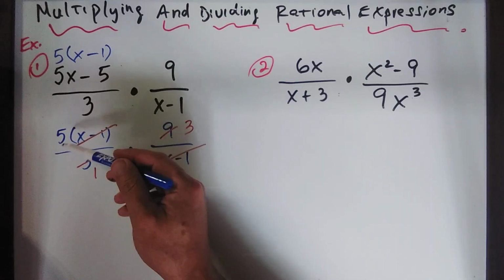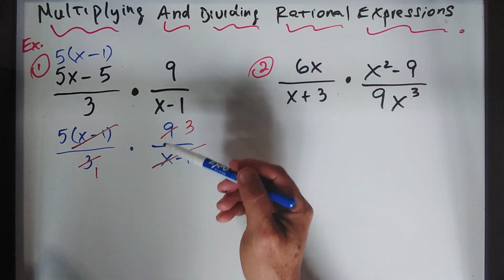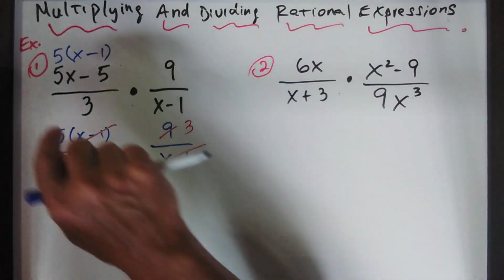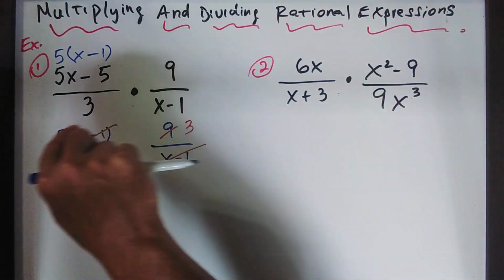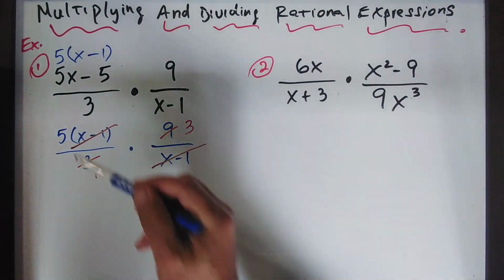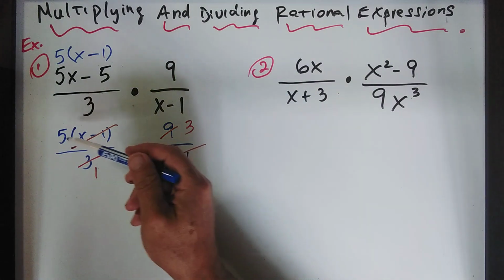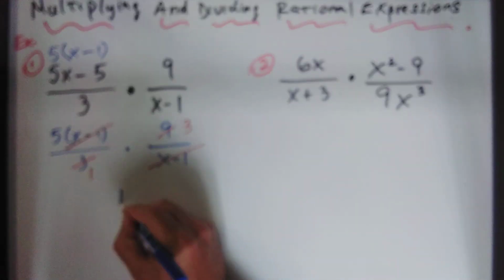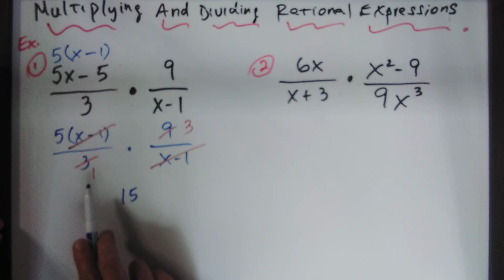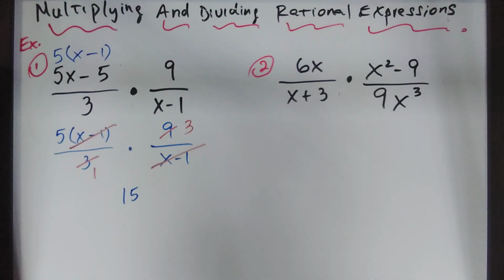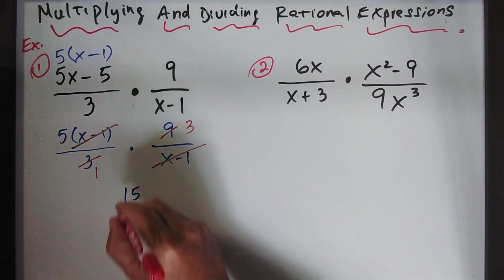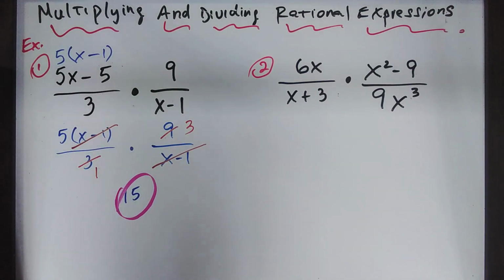So I'm going to have 5 times 3, right? Because remember, when we multiply two fractions, the rule is to multiply the two numerators and then the two denominators. So I'm going to multiply what's left up there. 5 times 3 is 15. And then on the bottom I have only 1. So there's no point for you to put just over 1, right? So that right there would be my answer. Just 15 would be my answer.